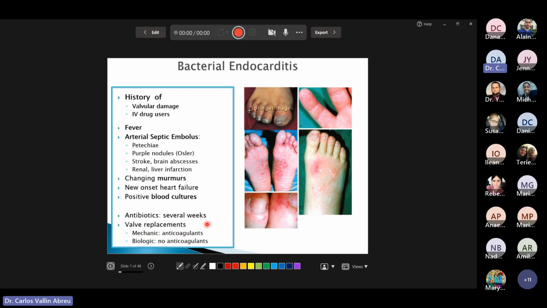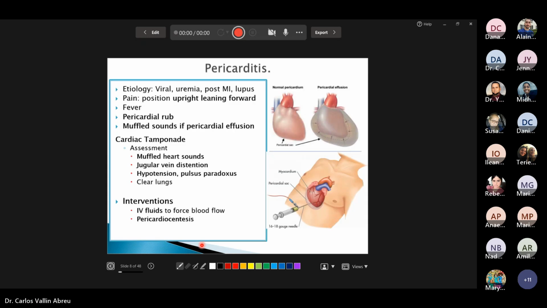And for that reason, the client must take anticoagulants, oral anticoagulants, warfarin, for the rest of his or her life. But sometimes the valve is replaced with a valve taken from the heart of a pig. Those are called biological valves. This type of valve doesn't form clots, and for that reason doesn't require anticoagulants.